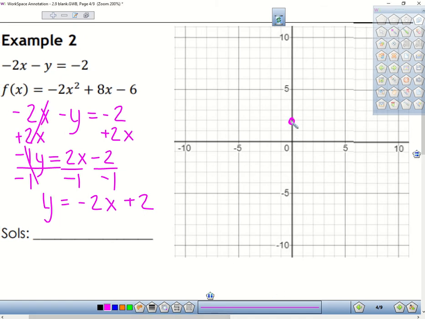So now I'm going to graph that. So my y-intercept is 2, and my slope is negative 2. So I'm starting at 2, and then I'm going rise over run, down 2 units and over 1 unit. So down 2 over 1. And then I'm just going to connect this. So that's what our line looks like. And then I'm going to graph my quadratic.